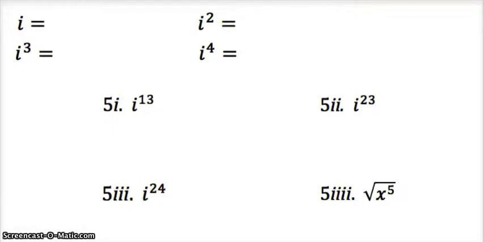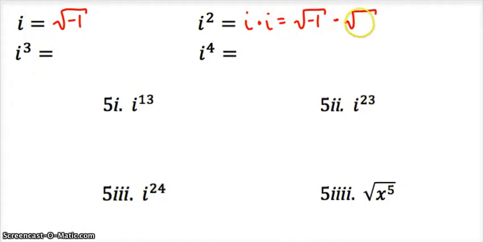Quick little add-on about imaginary numbers. We all know that i equals the square root of -1, and then i squared must be i times i, which is the square root of -1 times another square root of -1, making that all equal the square root of -1 squared.